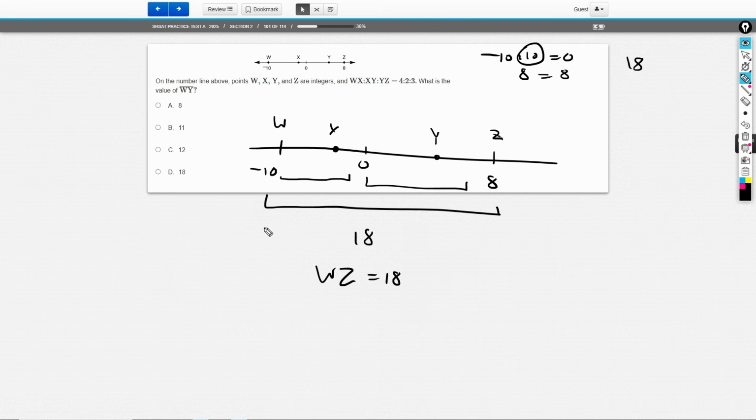Now, I know that the ratio of wx, which is this segment, to the ratio of x to y, which is this segment, to the ratio of y to z, which is this segment, is what? It's 4 to 2 to 3, right? So this is 4 to 2 to 3. Now, is the distance from w to x actually 4? Is the distance from x to y 2 and the distance from y to z 3? No, because 4 plus 2 plus 3 is actually equal to, well, let's look at it. That's 6 plus 3, which is 9. So 9 is not equal to the actual total distance of 18.